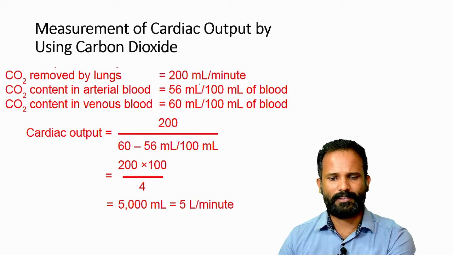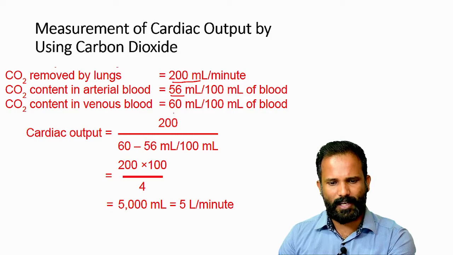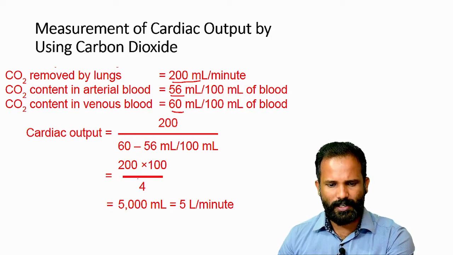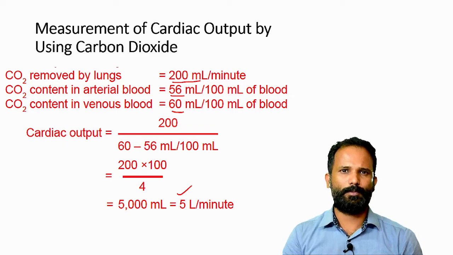Similarly, carbon dioxide. 200 ml per minute is removed by the lungs. 56 is the arterial blood concentration and 60 is the venous blood. So 200 by 4 into 100, we get 5 liters per minute. This is how cardiac output is measured using Fick's principle, either taking oxygen or carbon dioxide.